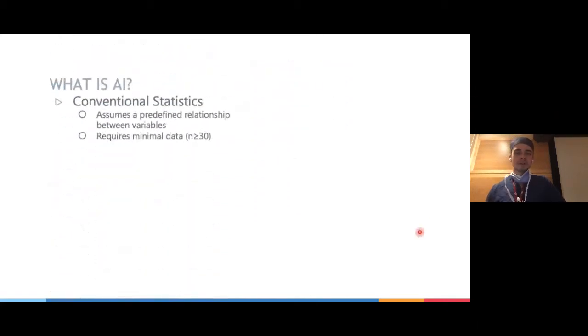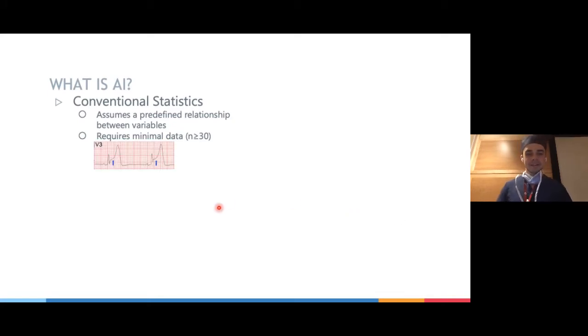So before we go into applications of AI, I just want a brief introduction so you can understand a little bit how AI works. And in order to do so, I have to talk about conventional statistics. This is by no means exhaustive, but conventional statistics assumes a predefined relationship between variables and usually requires 30 examples or more of data points.